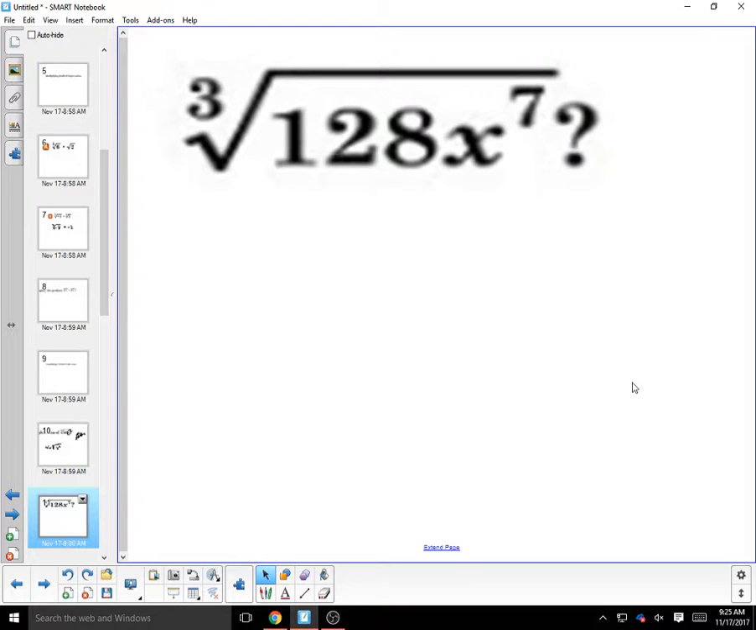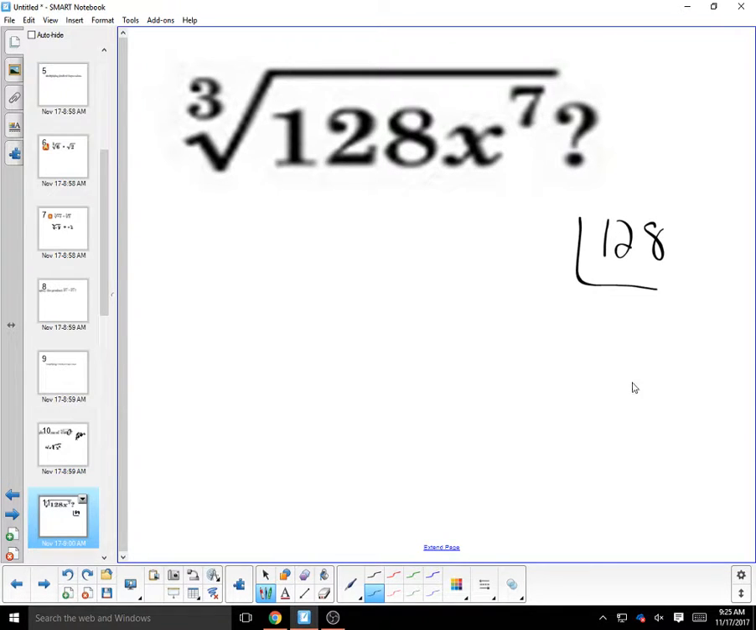Good, because the index is 3, odd. So I don't have to worry about absolute value. Is there a third root of 128? I'm just using my calculator. It looks like I got 5.03. So guess what I'm going to have to do?